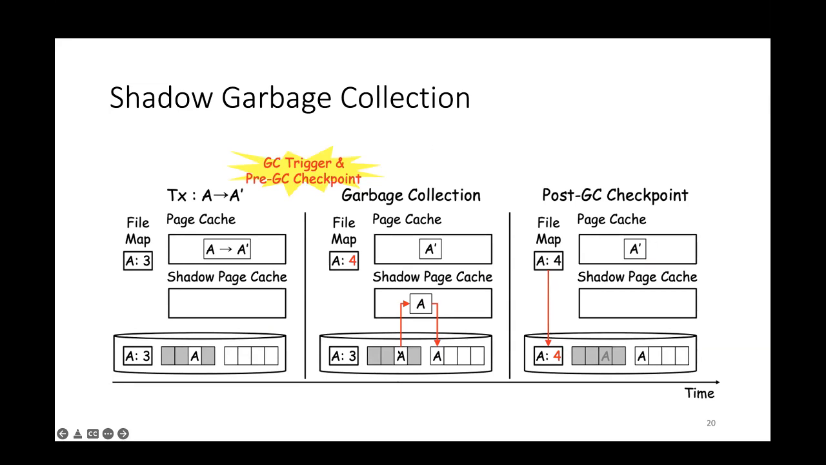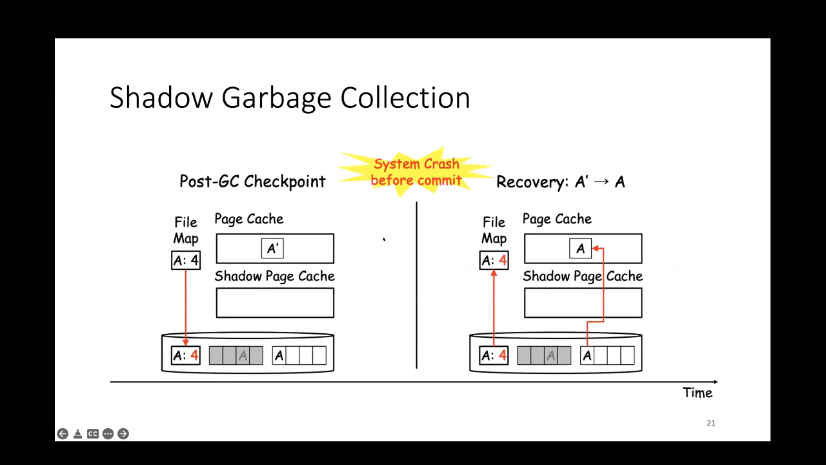And what we want to do is rewrite A to a new location. But A has been updated in the page cache. So instead of putting it in the main page cache, we put it in the shadow page cache, rewrite it, and update the file map. And then after we garbage collect, we update the file map and it says A4. So we have the new location of A's old value. We don't write the newly updated value of A because the transaction hasn't yet committed.